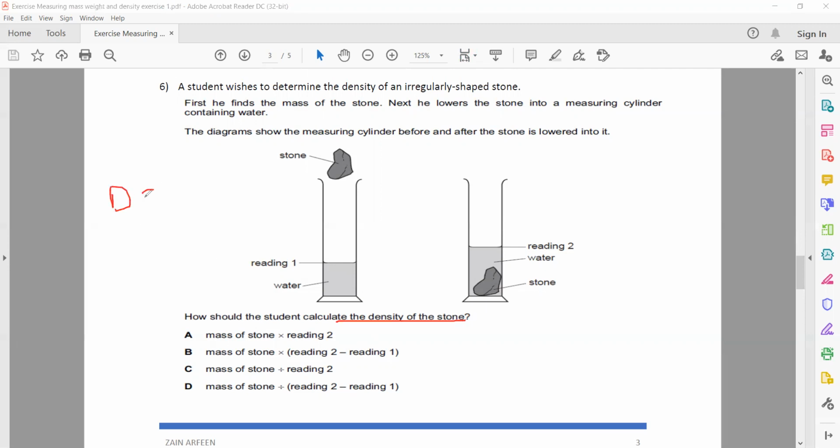So to calculate the density, we need mass and we need volume. Mass the student already measured. How will he get the volume of the stone? If we subtract reading 1 from reading 2, so V2 minus V1, that will give us the volume of the stone. Then the mass of the stone divided by the volume will give the density. Because density is mass divided by volume, in option B it is written multiplied and in option D it is written divided. So that's why D is the right answer.